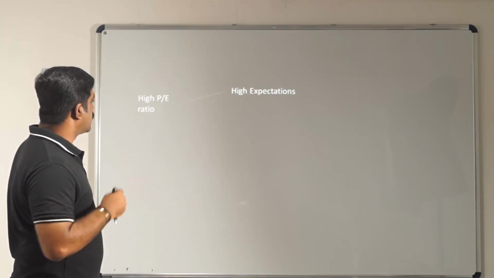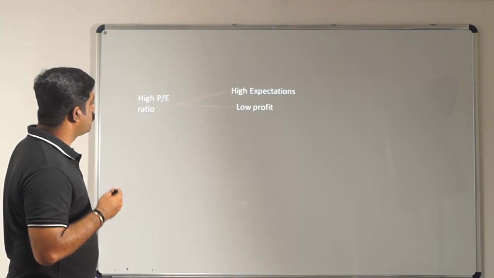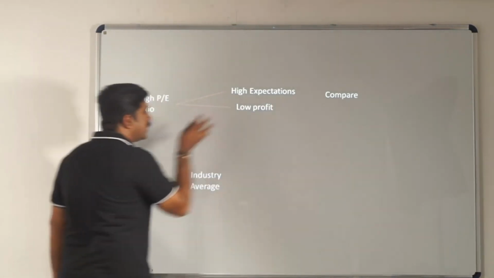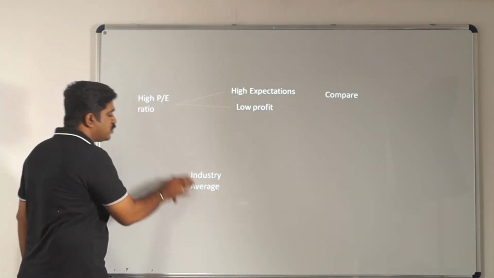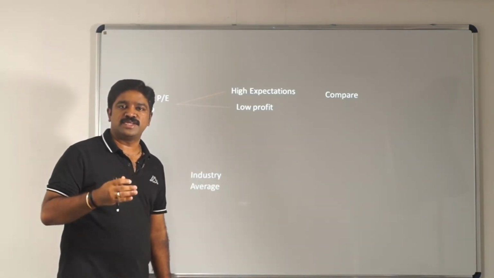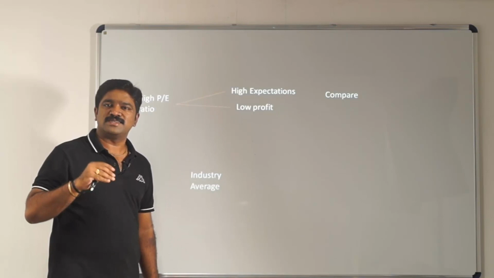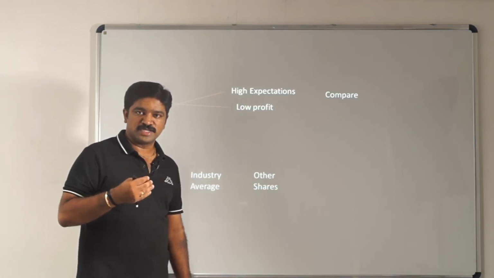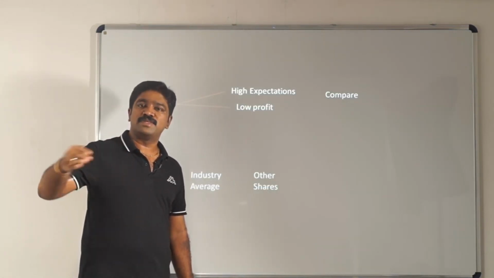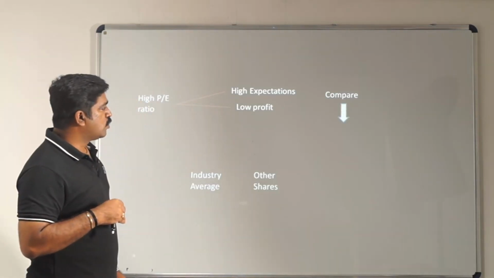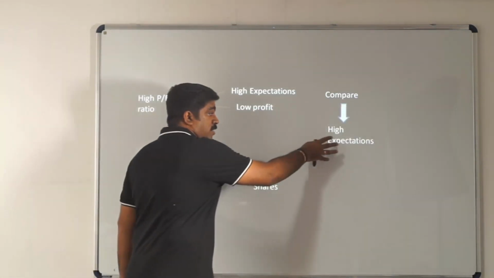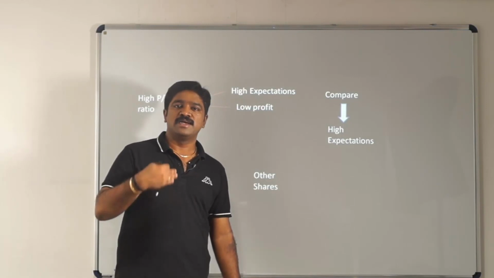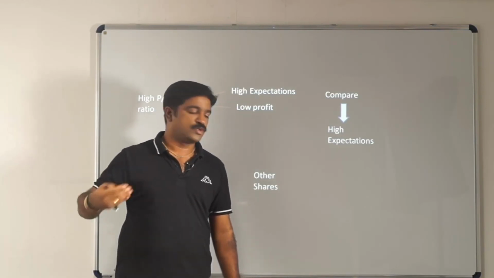So high PE ratio can be a result of high expectations, or it can also be a result of low profit. So we have to compare. Now, how do we compare? By looking at the PE ratio of a particular company, we should also look at the industry average. What is the industry average PE ratio? Is it comparable? Is it very high? Is it very low? That should be understood. Then we should also compare it with the other shares. Not only the industry average, compare with peers, how they are performing. So all these aspects have to be taken care of, because high expectations is fine, but we should not get into the trap of the companies which are in the falling EPS zone. Okay, moving on.